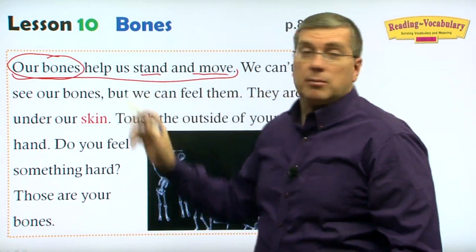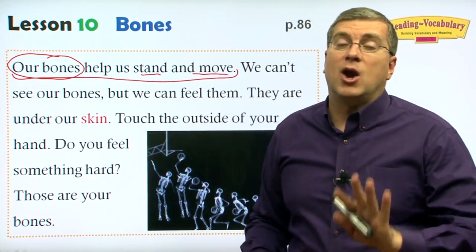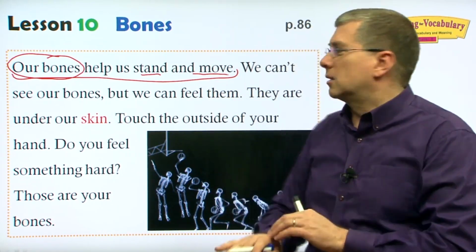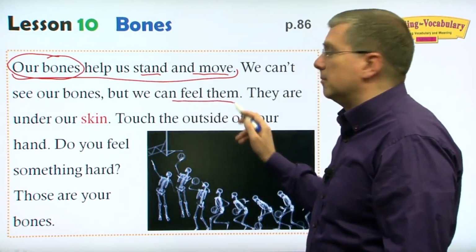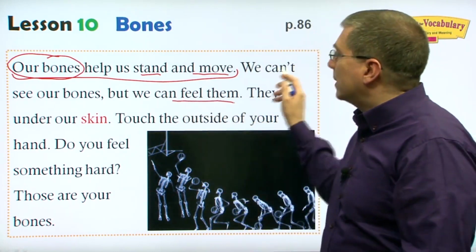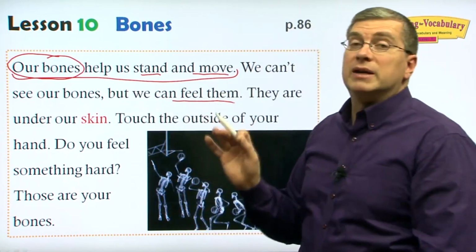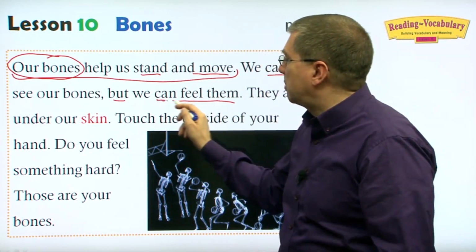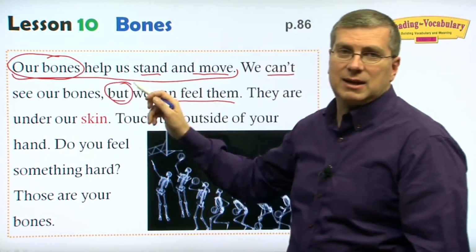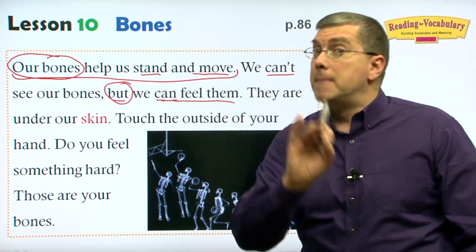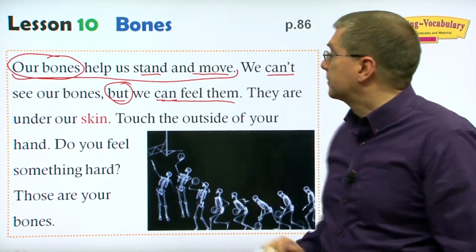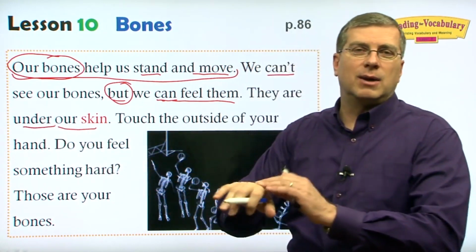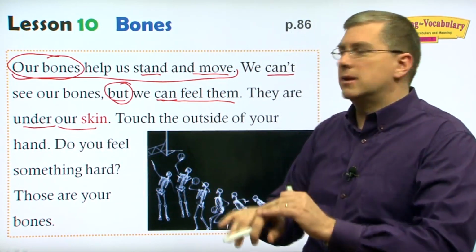We can't see our bones, right? Oh, I hope you don't see your bones, right? But we can't see them because they're under our skin. We can feel them, right? We can feel our bones. So we can't see our bones, but we can feel them. See, this is negative, this is positive, so we use but to connect them. We can't see them, but we can feel them. They are under our skin. We have skin on the top and underneath are the bones.